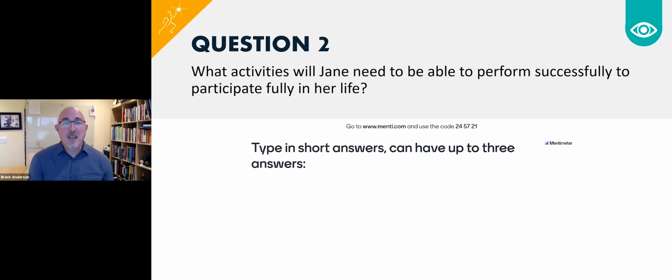But I want you to think and list now. Remember that third item that you picked was the activities. Identify the activities that Jane will need to be able to perform successfully to participate fully in her life. Remember, her participation was to go hiking, take care of her grandchild, be able to get up and down off the ground. So what activities would she need to be able to do in order to participate in the activities that she identifies as representing quality of her life?